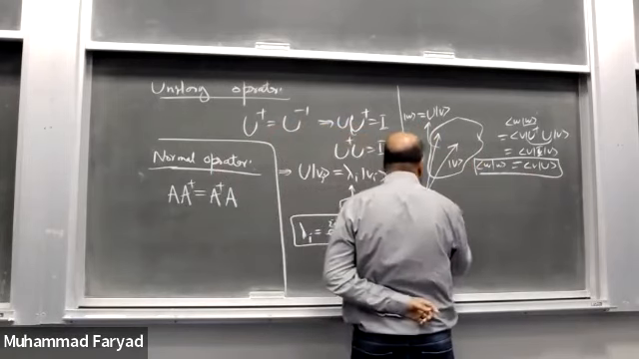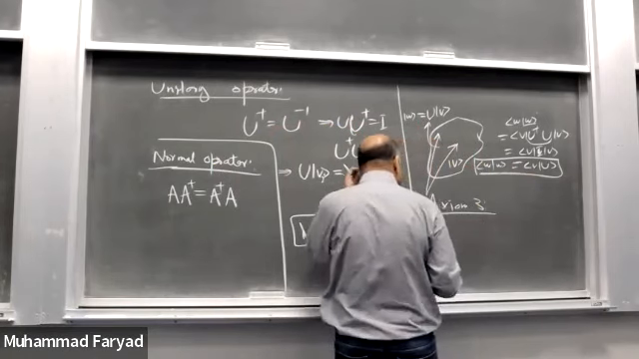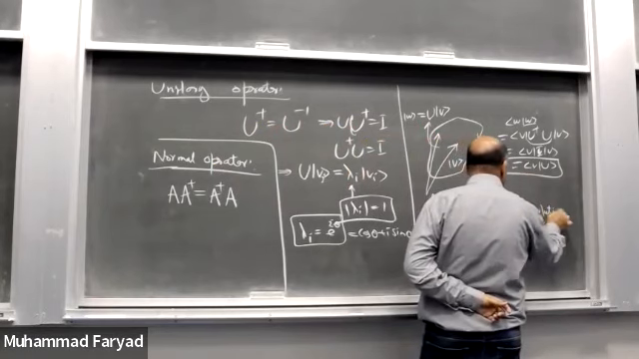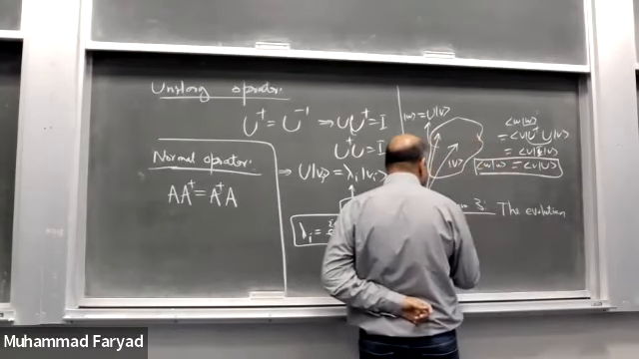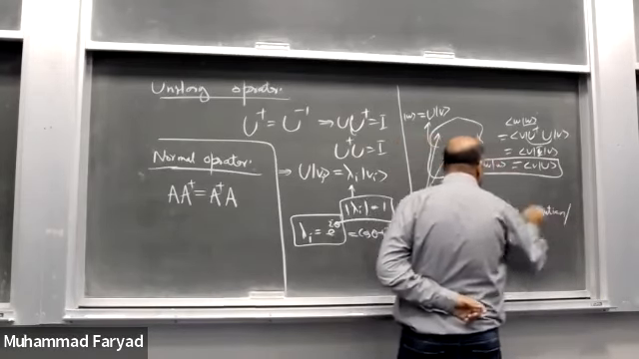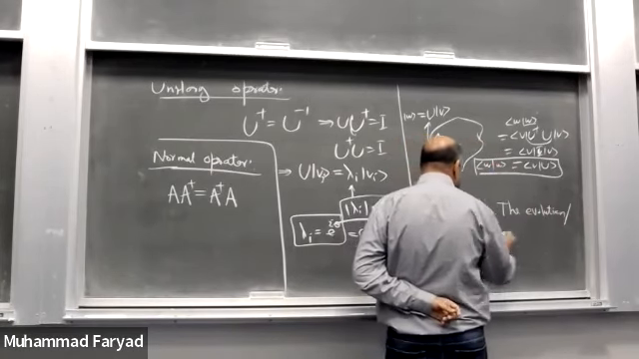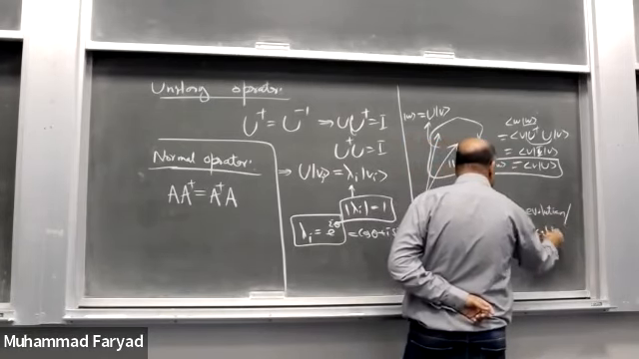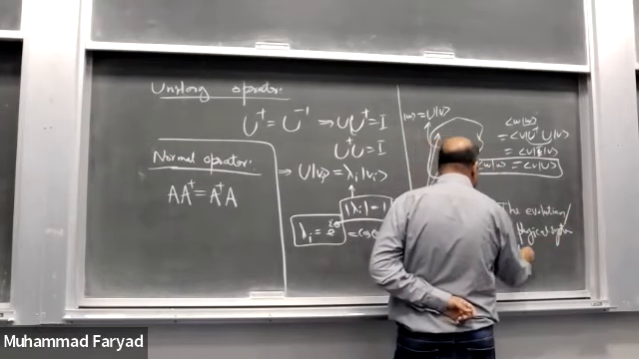Next, let's state the next axiom of quantum physics. So axiom 3: the evolution, and actually sometimes there's a synonym word which is called dynamics, of a physical system is described by a unitary operator.